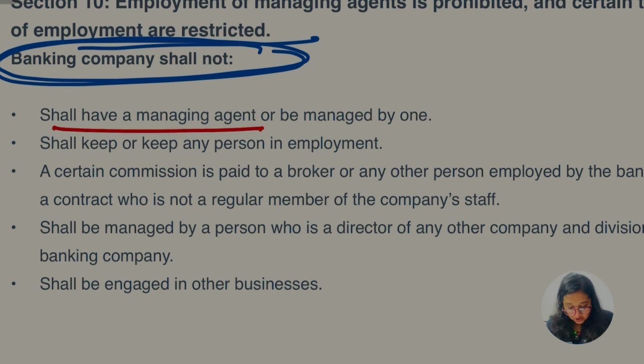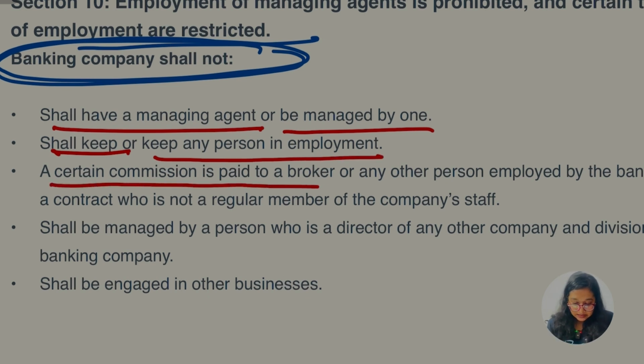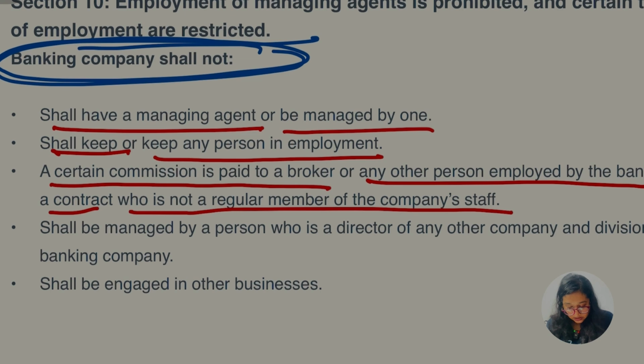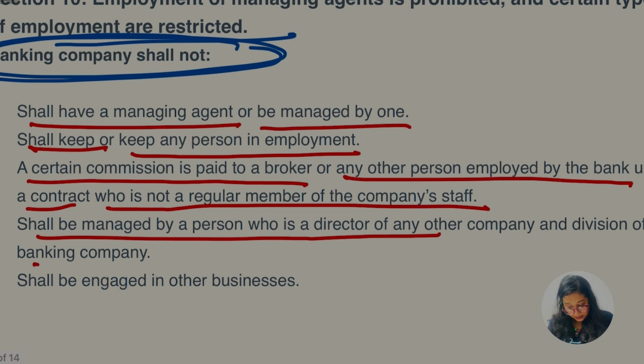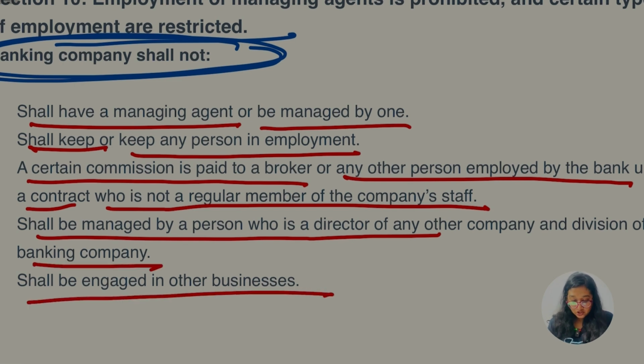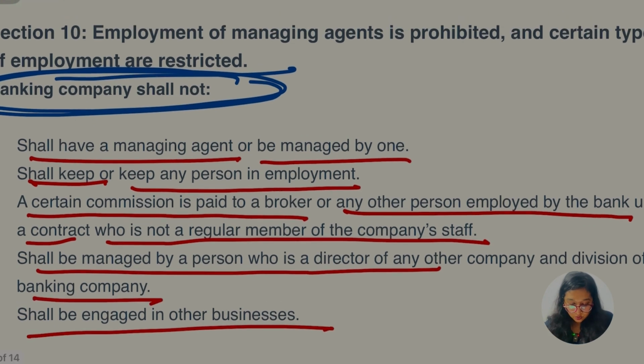A banking company shall not have a managing agent or be managed by one, and shall not keep any person in employment on whom a certain commission is paid as broker, or any other person employed by the bank under a contract who is not a regular member of the company's staff. It shall not be managed by a person who is a director of any other company or who is engaged in any other business. So these are the things which cannot be done. Let me say it again.